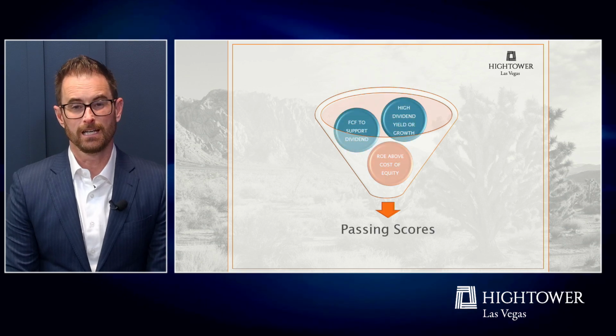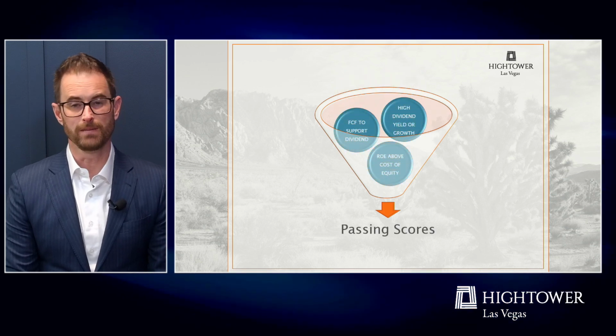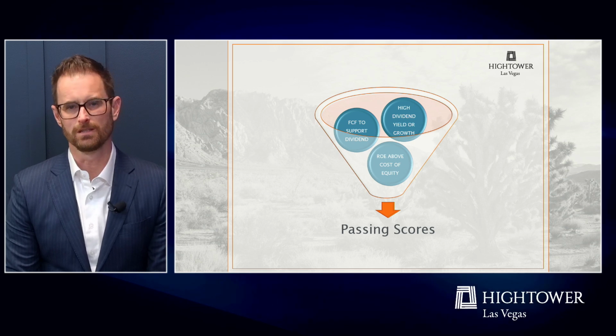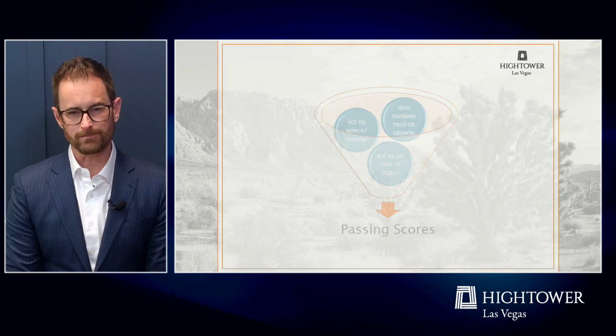Now, we use a filtering process to help us identify whether companies are a good fit. And if a company passes on these 3 metrics, then we take them to the next stage of the process. So let's dive into each of these metrics in a bit more detail. The first metric that we want to focus on is free cash flow per share divided by dividends per share.